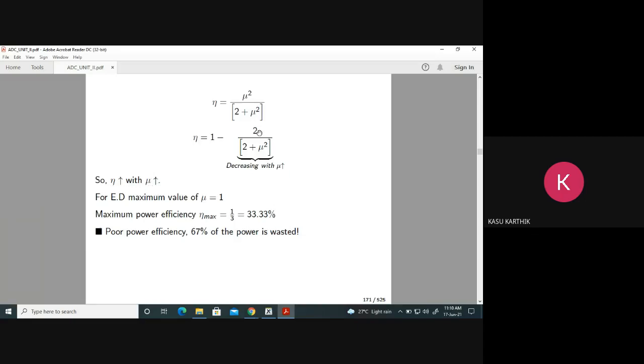How much is that? Put mu equal to 1. How much do you get? 1 square by 2 plus 1 square. That means 1 by 2 plus 1. That is 1 by 3. Or in percentage, it is 33.33.